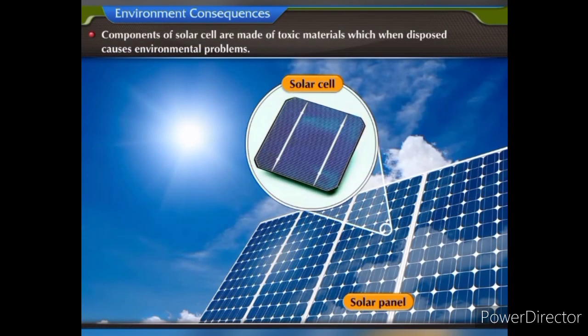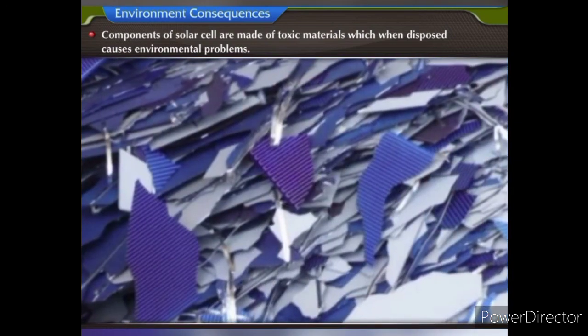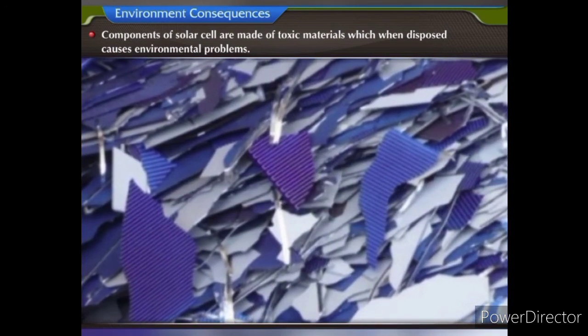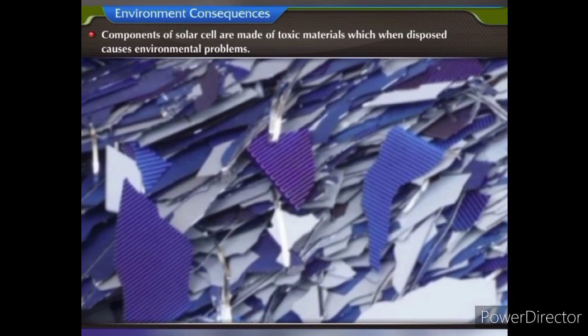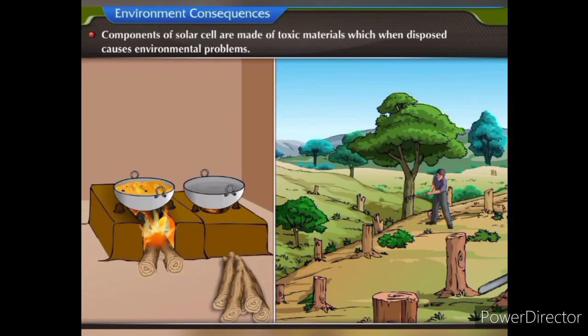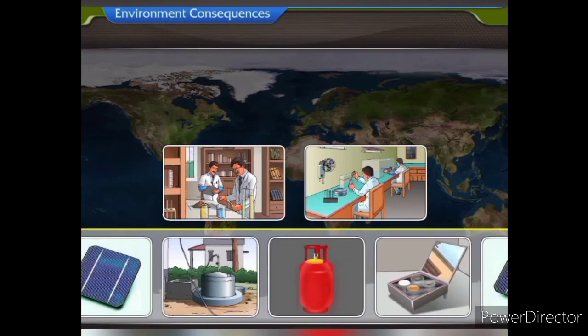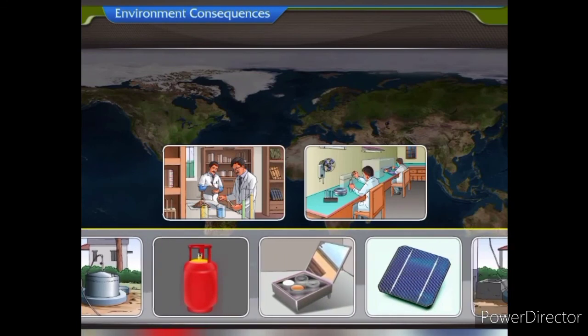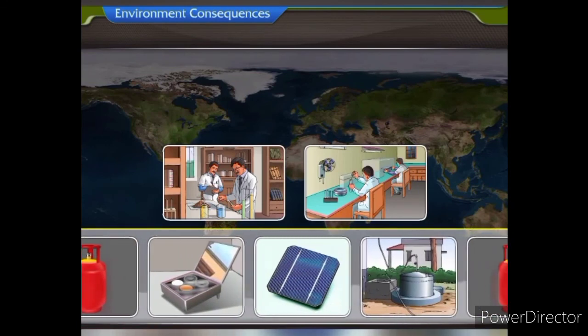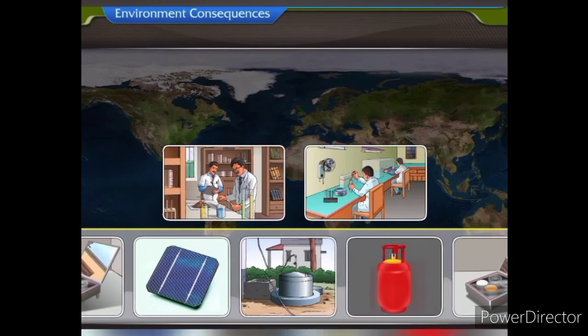Devices like solar cells may be considered pollution-free, but their components are made of toxic materials which, when disposed, cause environmental problems. Exploiting any energy source disturbs the environmental balance, so they must be harnessed judiciously. Researchers are working to provide us a low-cost, pollution-free, and efficient energy source.